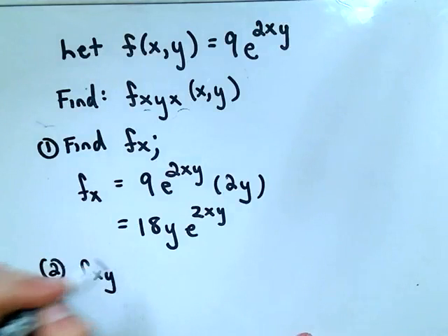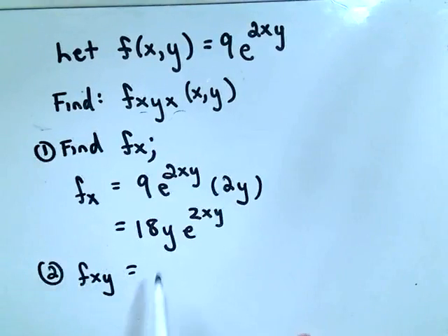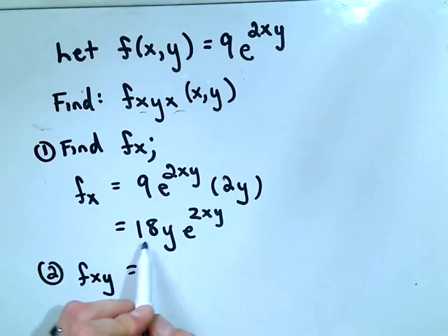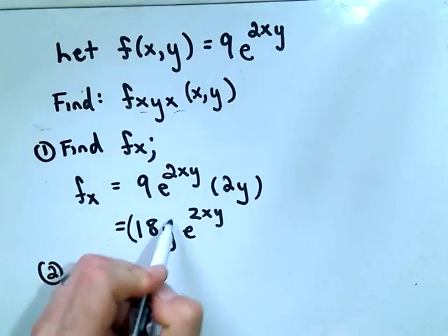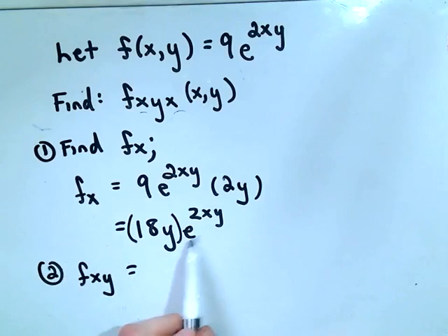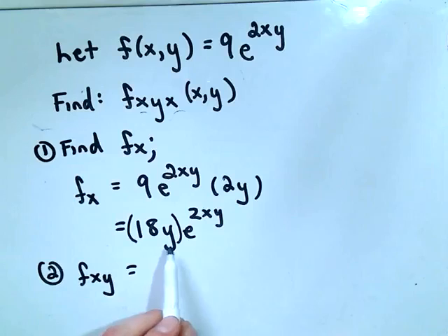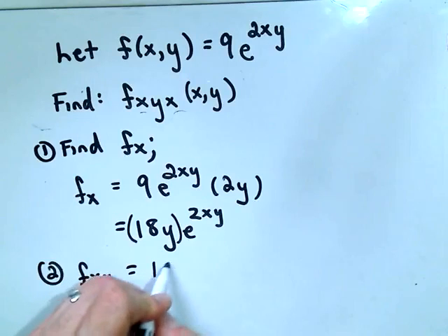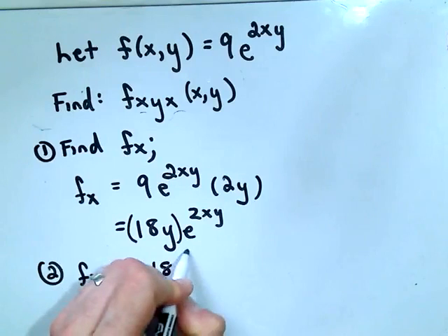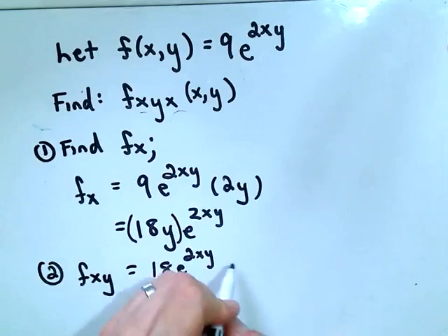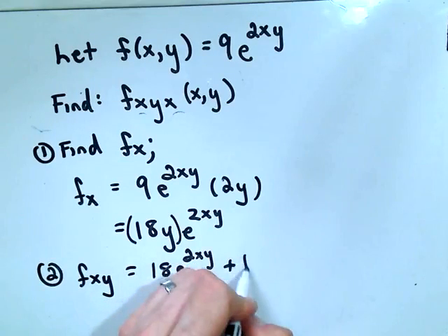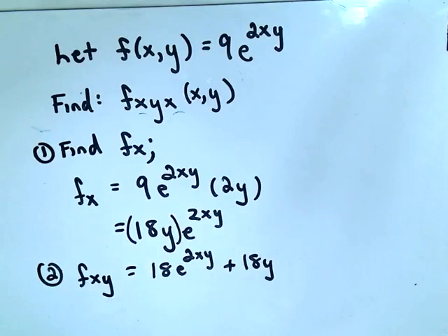Well, to take the derivative with respect to y, now I'm going to have to use the product rule on the function I just found because I have a product of y's. So maybe I'll group the 18y as one part and the e^(2xy) as the other part. If I take the derivative of the 18y, I'll simply get 18. I'll leave the e^(2xy) alone, plus now we'll leave the 18y portion alone.